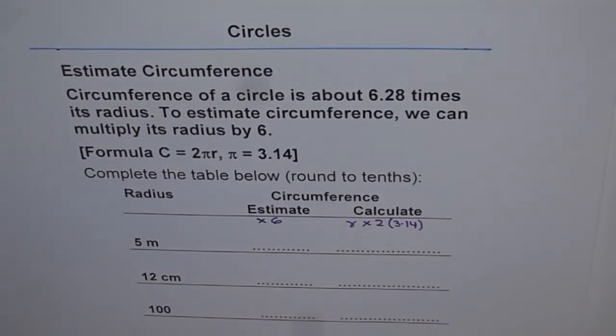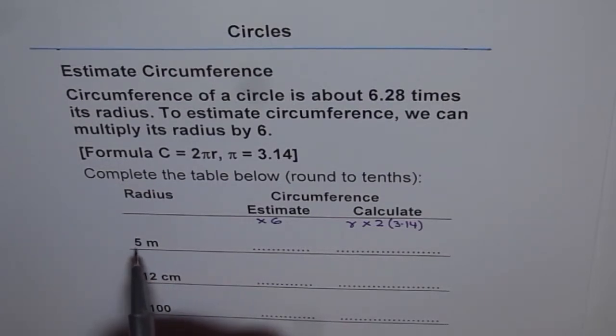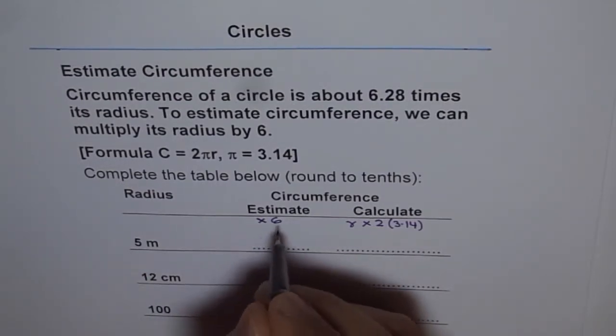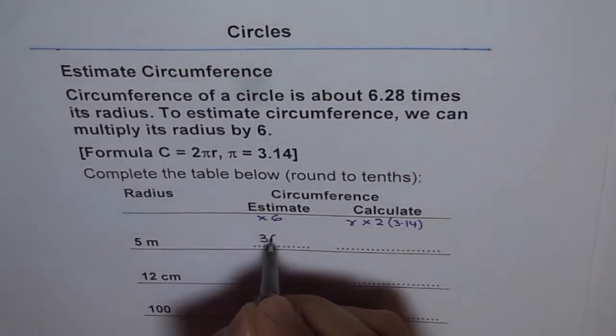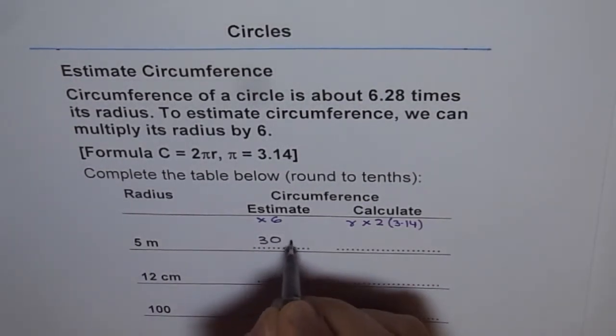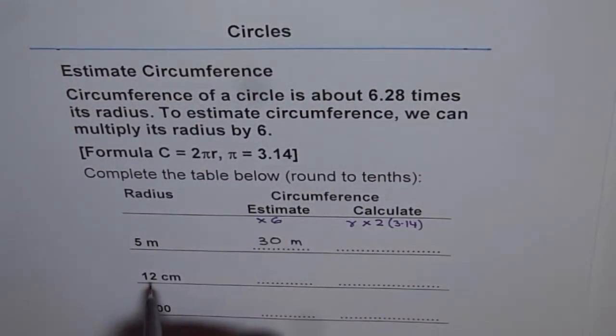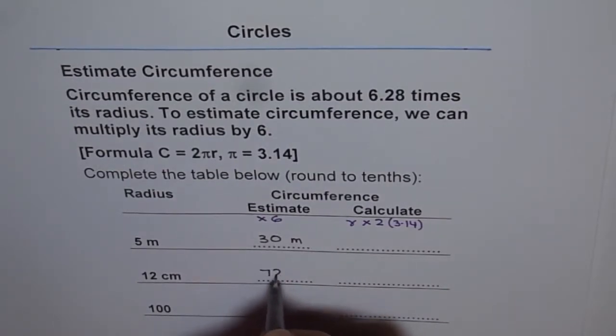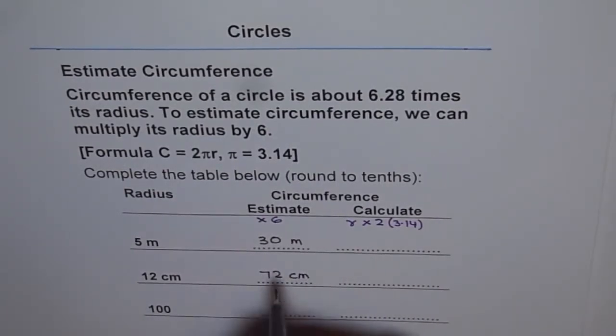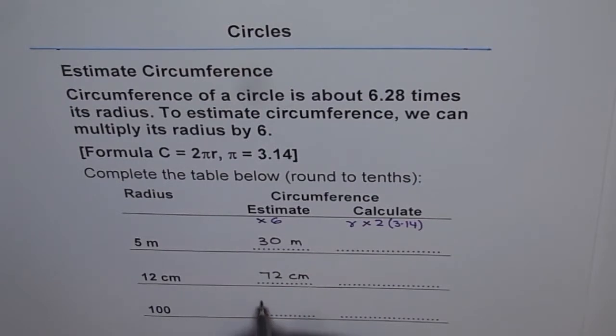So the first one, radius is 5, 5 times 6 is 30. So we get 30 meters. 6 times 12 is 72. So 72 centimeters. And 6 times 100 is 600. We get 600, right? Any unit. So that is our estimate.